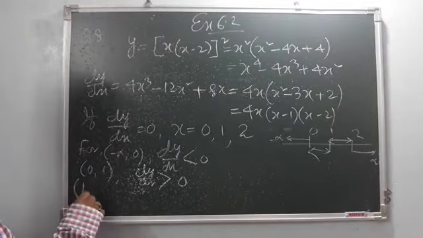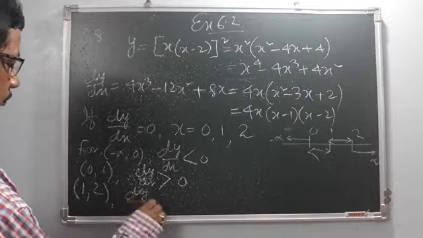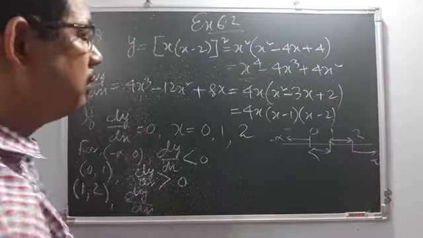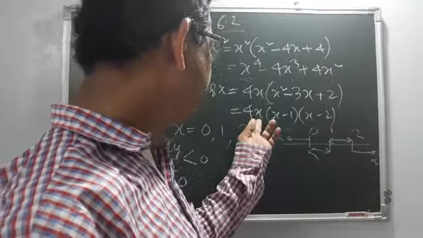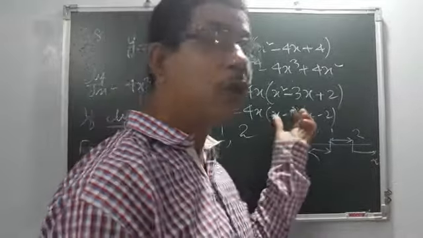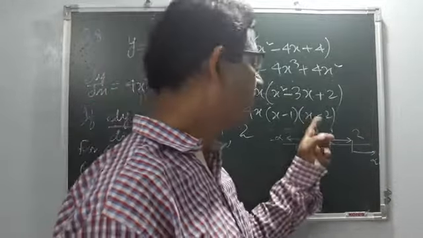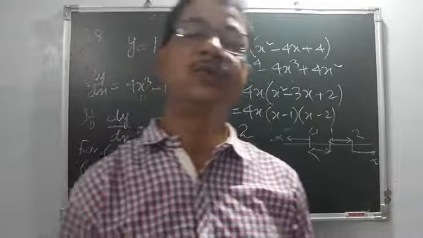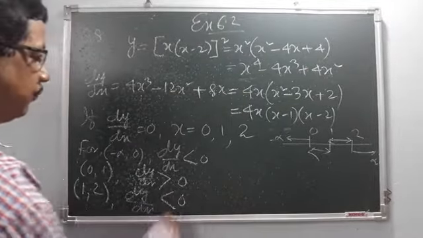For 1 to 2, if we consider any value in between 1 to 2, suppose 1.5. Here if we put, 4 into 1.5 is a positive number. 1.5 minus 1 is positive. But 1.5 minus 2 is minus 0.5, it is negative. So this is less than 0.